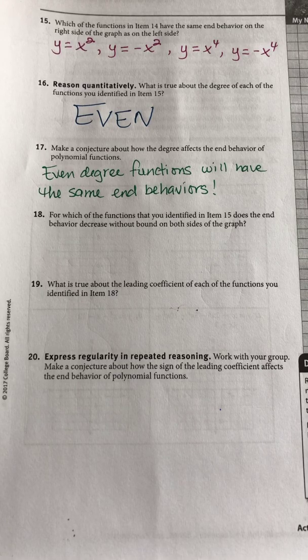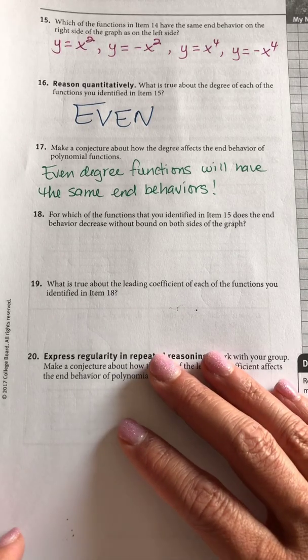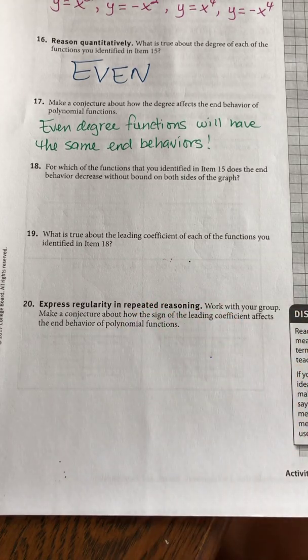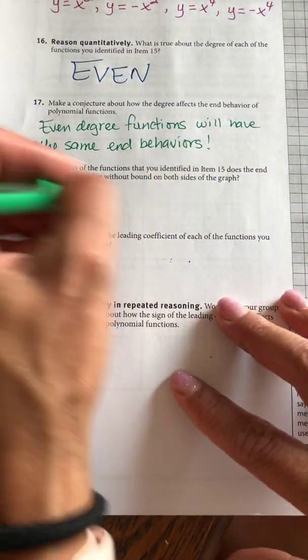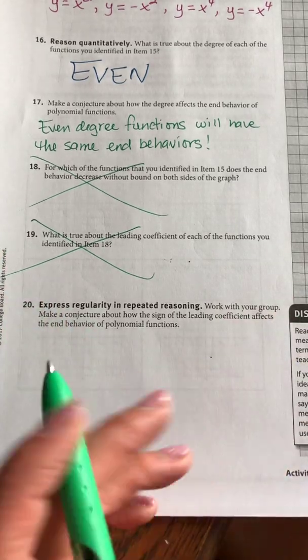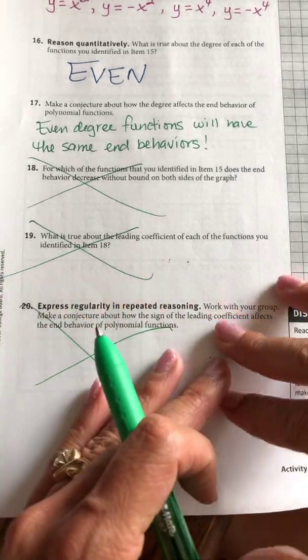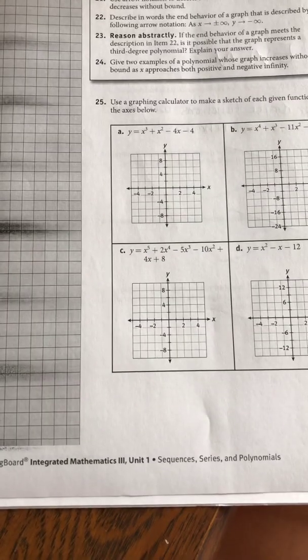All right. Number 18. For which of the functions that you identified in item 15 does the end behavior decrease without bound on both sides of the graph? We took care of that already. We talked about all four of them, so we're going to skip 18 and 19. Okay, and we'll go ahead and skip 20, just because we're pressed for time. Turn the page.